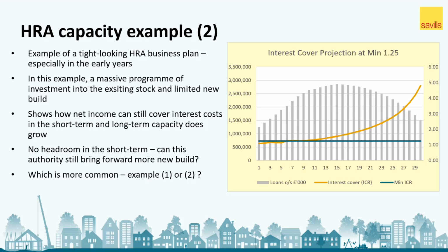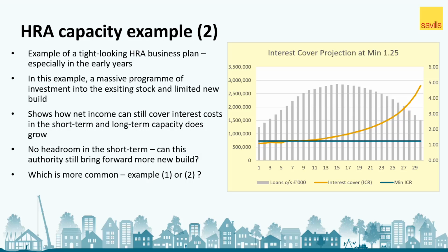As you can see, the business plan here borrows lots of money for the first 15 years and then looks to try and repay some of that money, or much of that money, over the next 15 years. So this shows how net income can still cover interest costs in the short term and long-term capacity does grow, but there is little or no headroom in the short term.